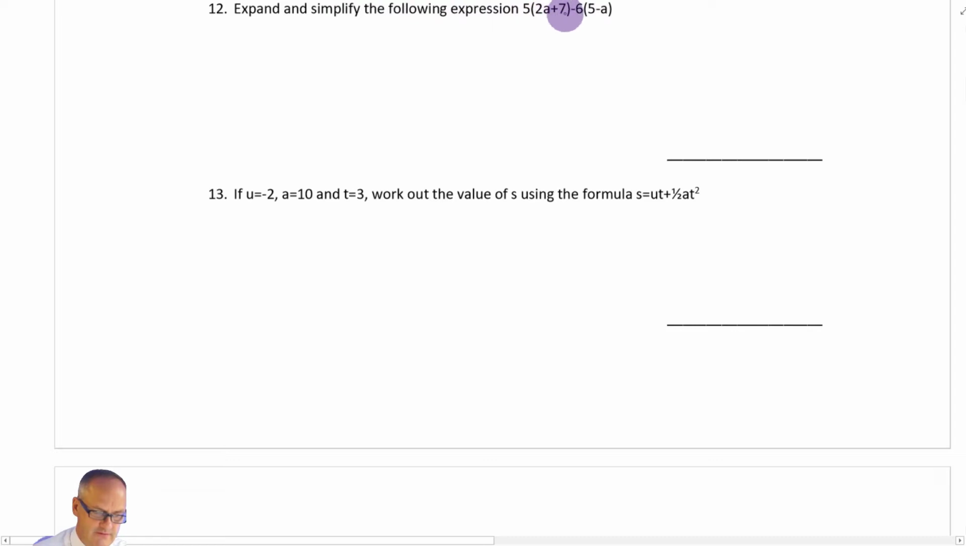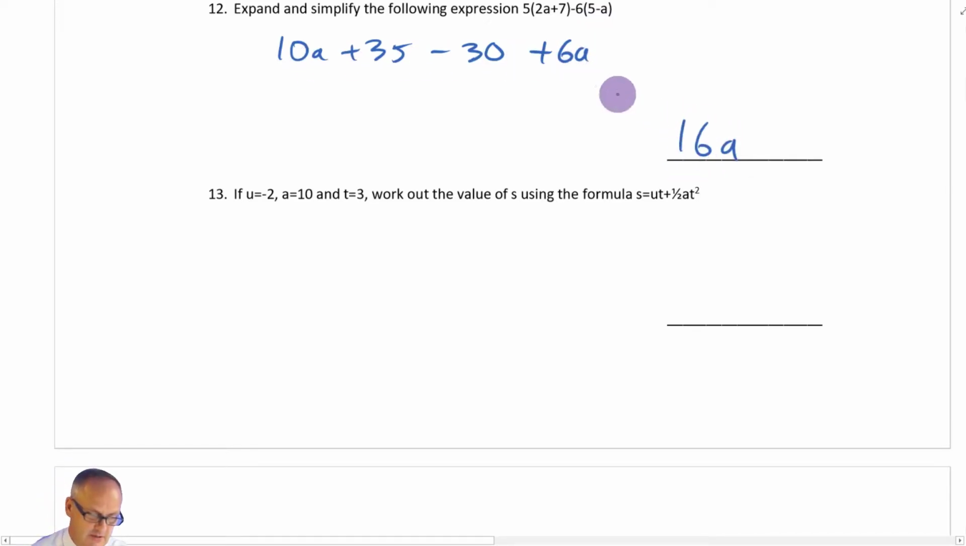We want to expand and simplify the following expression. So we've got to do 5 times 2a plus 7. So 5 times 2a is 10a. 5 times 7 is 35. Minus 6 times 5 is minus 30. Minus 6 times minus a will give me plus 6a. Be very careful with your signs here. So 10a plus 6a is 16a. 35 minus 30 is 5.